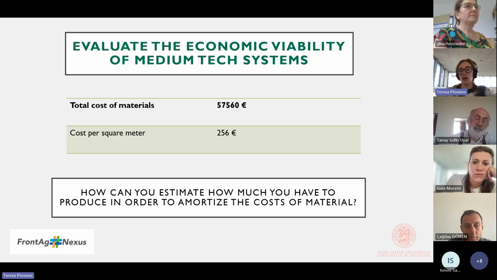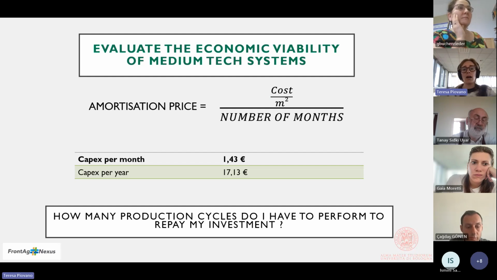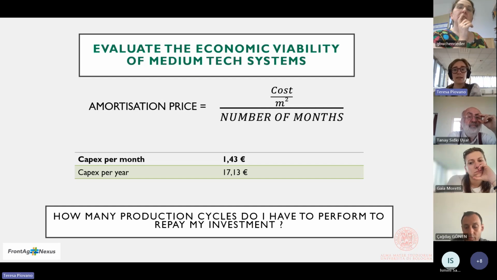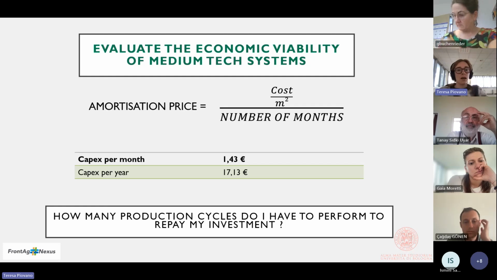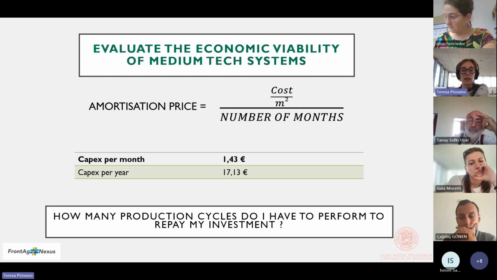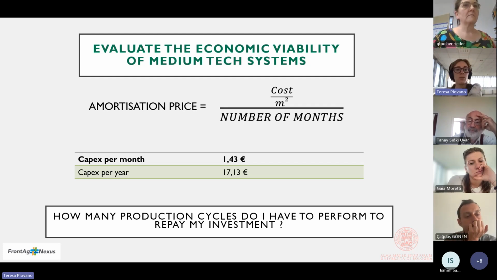So knowing the total cost of my first investment, how can I know how much I have to produce in order to amortize the total cost of the material? I can calculate it knowing the cost per square meter and dividing it by the number of months. In this case, I estimated a lasting of 10 months. It can vary, obviously, depending on the type of structure. I take a structure of a greenhouse, as I said, in polycarbonate with the main structure in zinc. Through the amortization price and through this calculation, I'm able to define the CAPEX for months and for years.